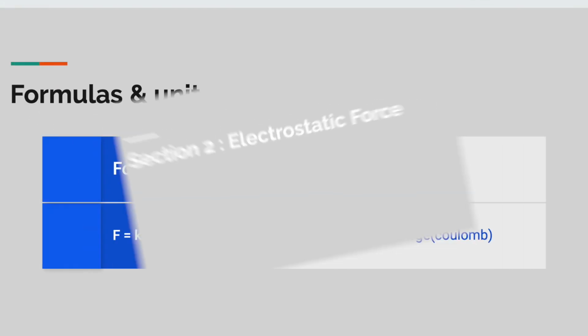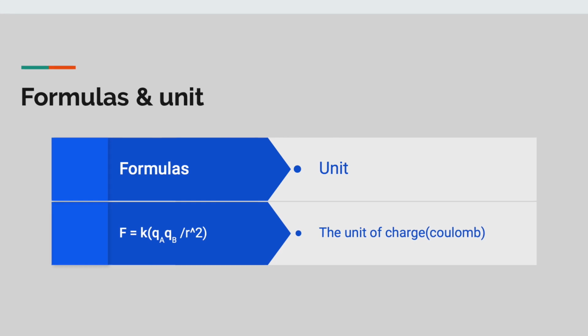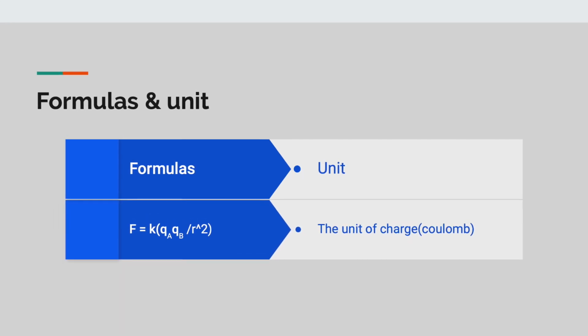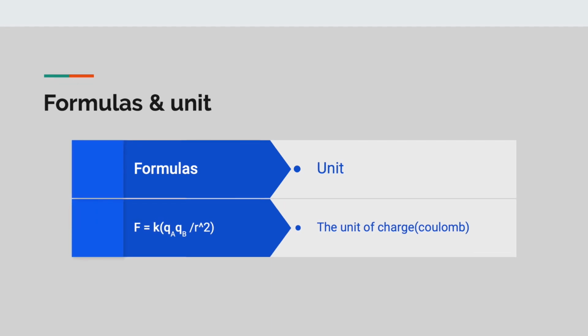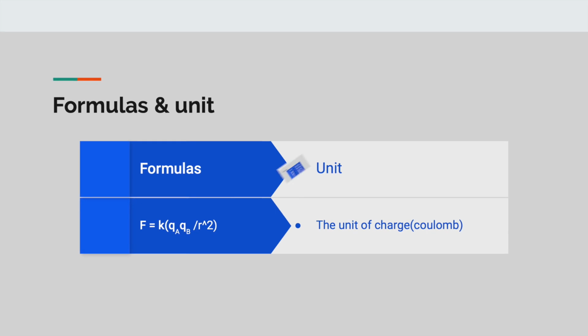Now let's talk about the electrostatic force. Here is the formula and the unit for the electrostatic force. Force is equal to K multiplied by QA, QB and divided by R squared. For the unit, we'll be using Coulomb as the unit of charge.